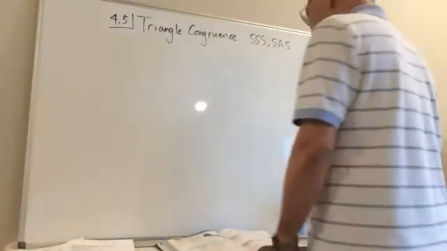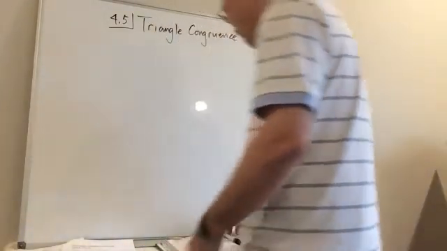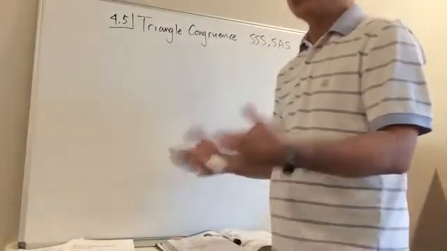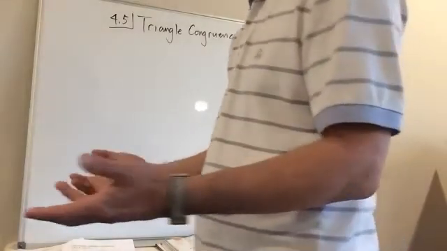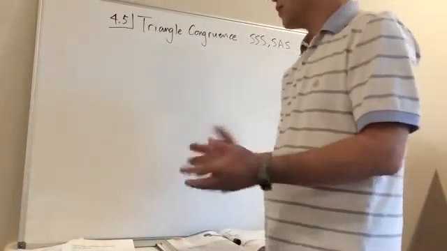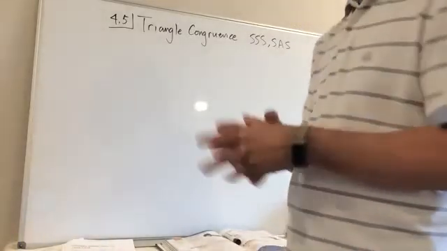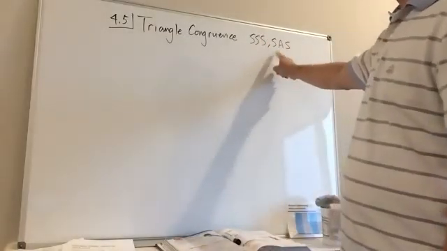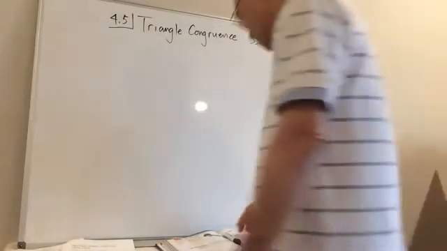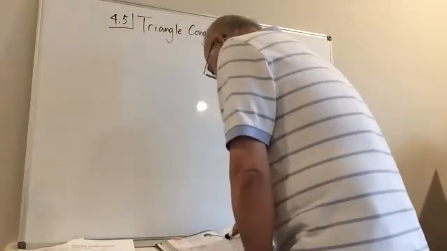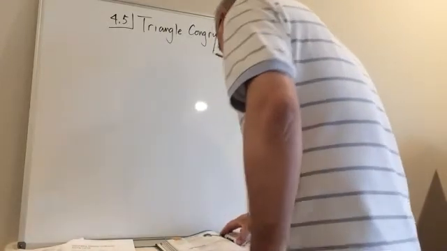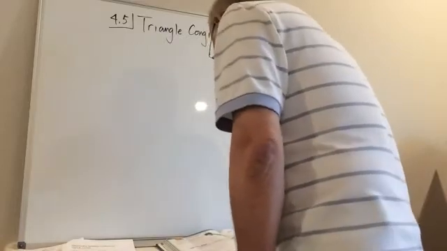There are many different ways two triangles can be proved to be congruent, meaning the same. In 4.5, we're going to talk about the first two, which are side, side, side and side, angle, side. So let's look at that. If you go to page 250, there is a postulate in the middle of the book that says side, side, side congruence.